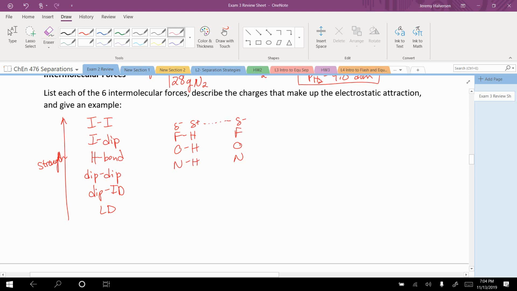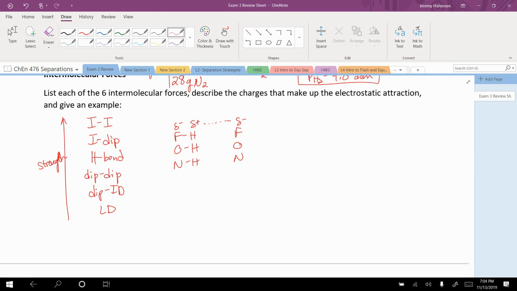Then you have dipole-dipole, which is just two polar molecules that are attracted, and then you have dipole-induced dipole, which is when you have a polar molecule with a non-polar molecule, and then London dispersion, which could also be called induced dipole, and that's when you have two non-polar molecules.